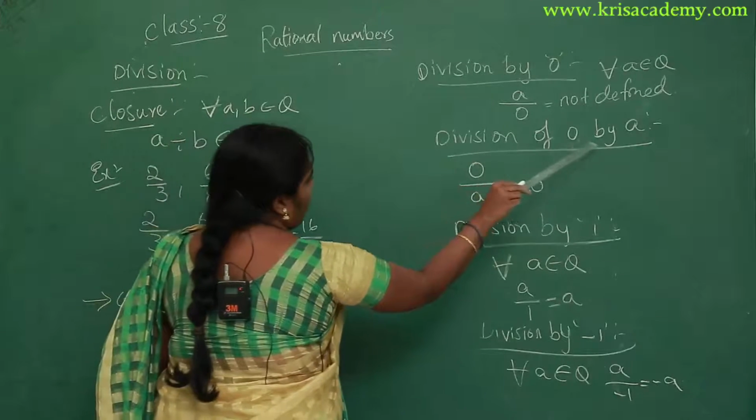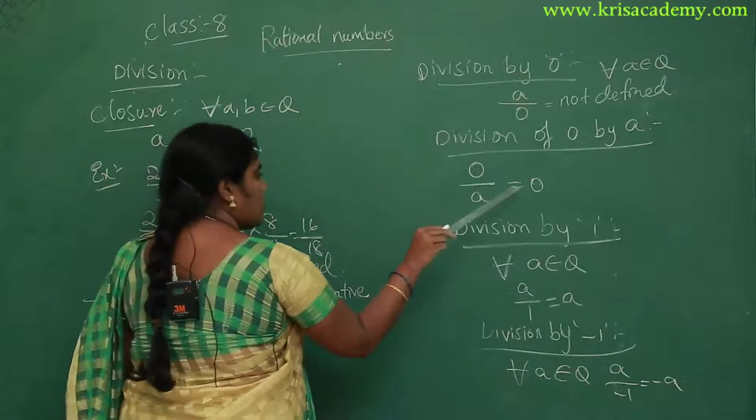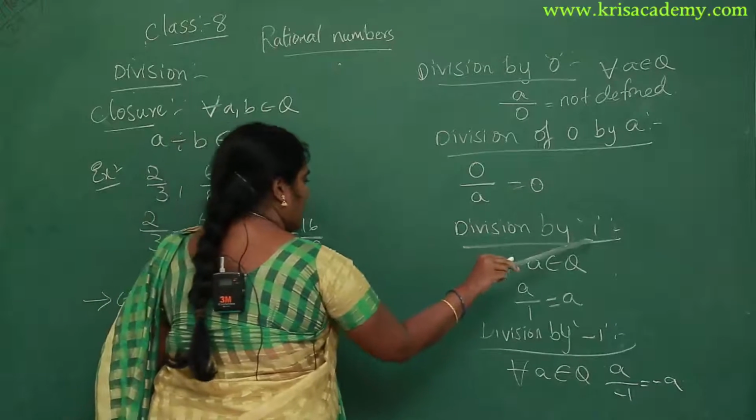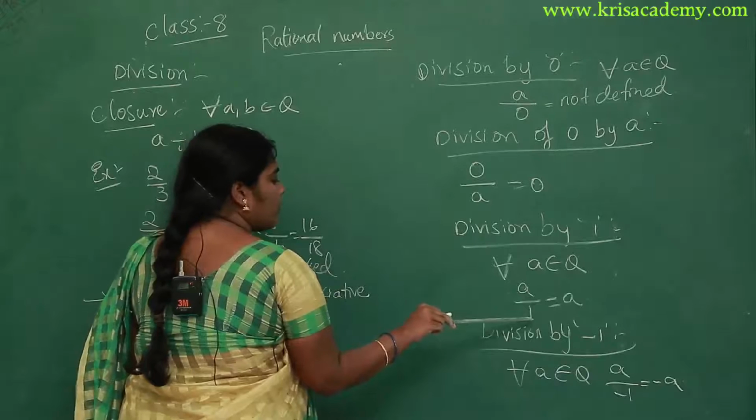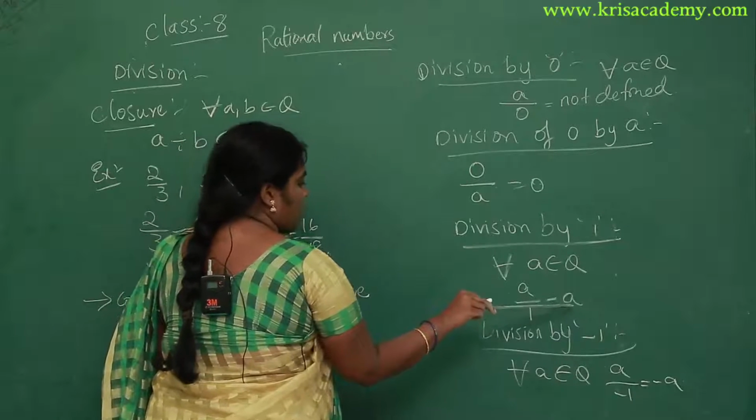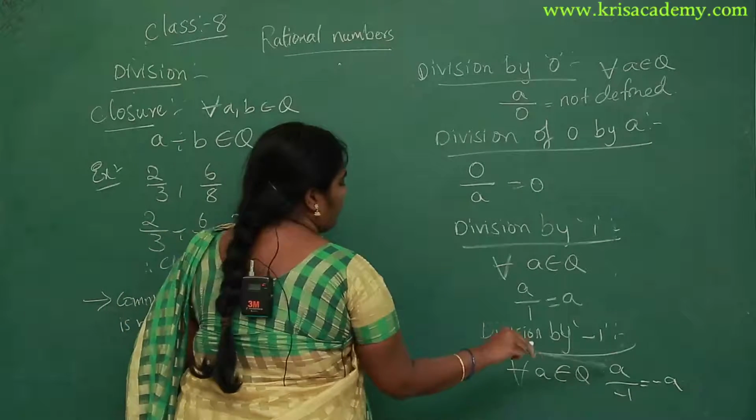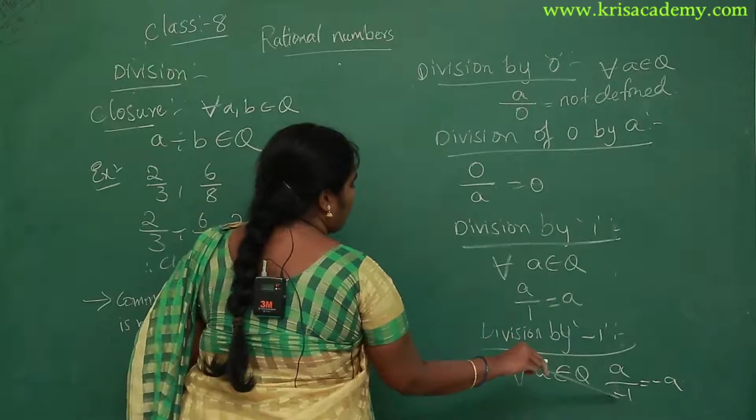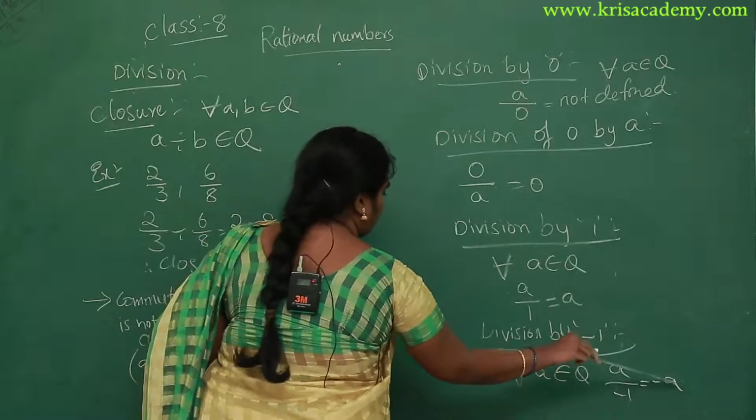Division of 0 by A. 0 by something is 0. Division by 1. Any rational number if you divide by 1 will get the same rational number. Division by minus 1. Any rational number if you divide by minus 1 will get minus A.